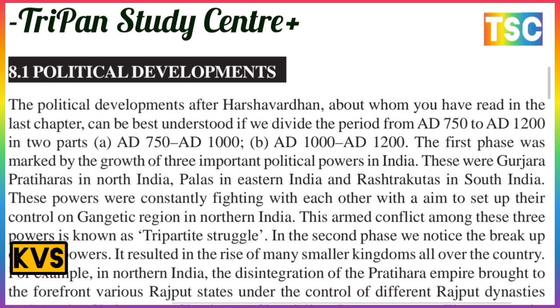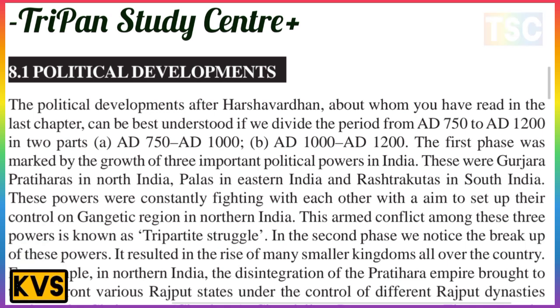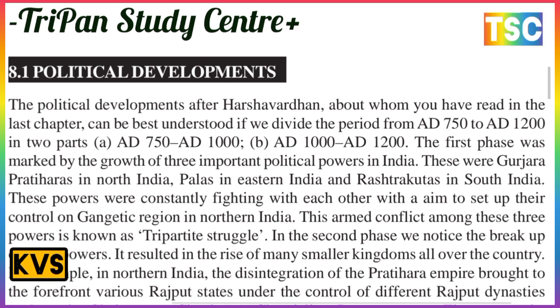The first phase was marked by the growth of three important political powers in India: the Gurjara Pratihara in North India, the Pala in Eastern India, and the Rashtrakuta in South India. These are the three most important powers: the Pratihara, Pala and Rashtrakuta.